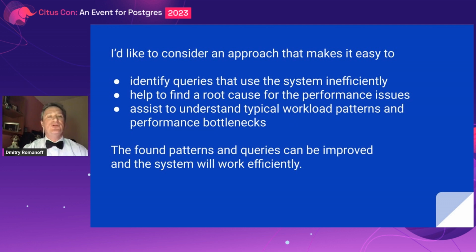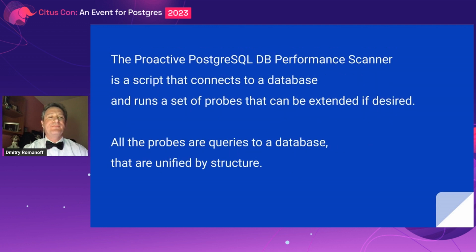I'd like to consider an approach that makes it easy to identify queries that use the system inefficiently, helps to find a root cause of the performance issues, and assists in understanding typical workload patterns and performance bottlenecks. The found patterns and queries can be improved and the system will work efficiently. The proactive Postgres database performance scanner is a script that connects to a database and runs a set of probes that can be extended if desired.